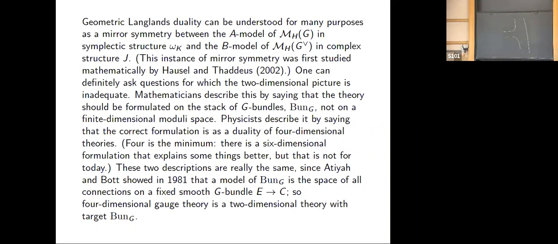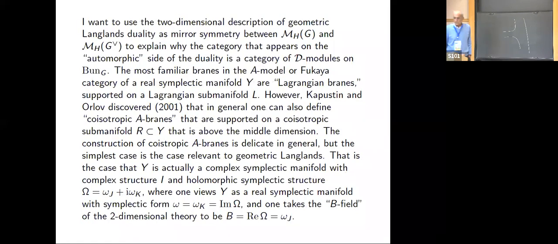Unfortunately, here G is a complex Lie group, and here it's the underlying compact form. So 4-dimensional gauge theory can be viewed as a 2-dimensional theory with the target being Bun G. So when mathematicians somewhat abstractly talk about working on the stack of G bundles, for physicists, what that means concretely is that you should do 4-dimensional gauge theory, with the translation between the two statements being essentially what Atiyah and Bott said. Now, I want to use the two-dimensional description, though, to motivate the statement that the category on the automorphic side of the duality is a category of D modules on Bun G.